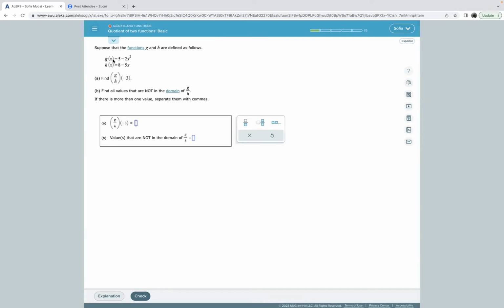And then I have -13 over 23. Yes. Okay. And then for the bottom, the h(x), I just set that to 0. Yes. So what would you get? What is the restricted value? I have x equals 8 over 5. Yes, that's correct.